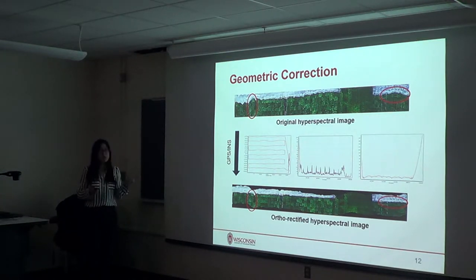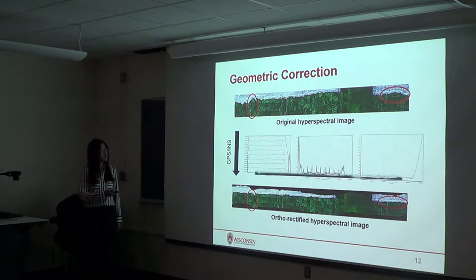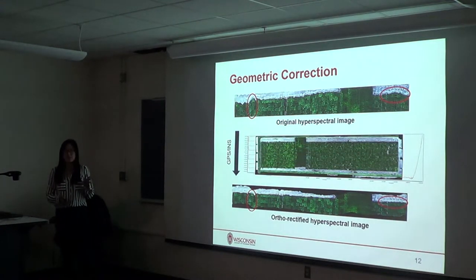And this is only one pass. The drone was flown on multiple passes over one field. And then we can mosaic all the passes, put them together by using such GPS information. Then we can get a nice, neat, clean mosaic covering the entire field.